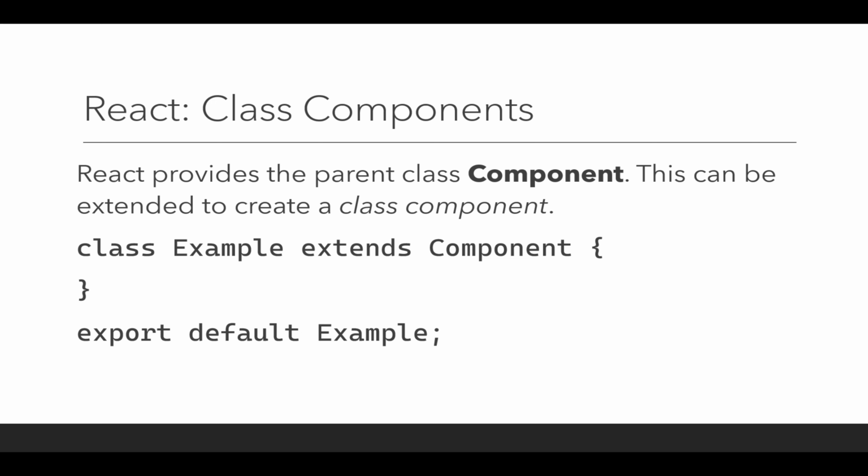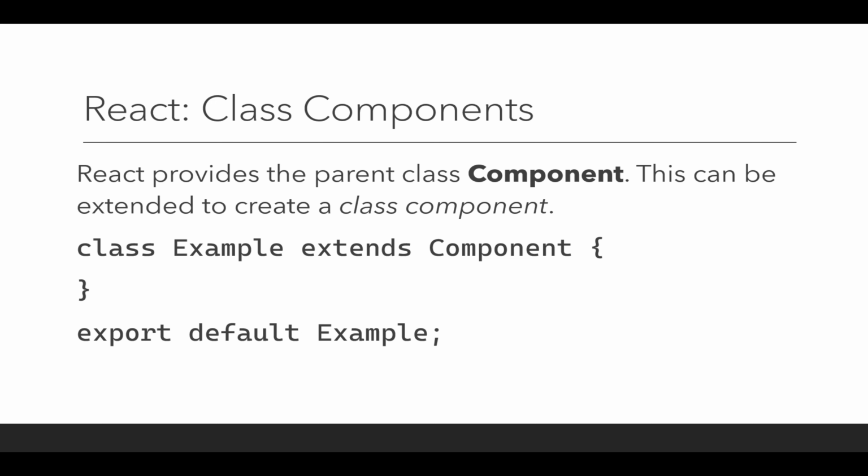Notice the class keyword, the name of the class, in this case Example, the extends keyword for showing inheritance, that is extending an existing class, and Component as the parent class, the child class Example is extending. Notice at the bottom there's also export default Example.